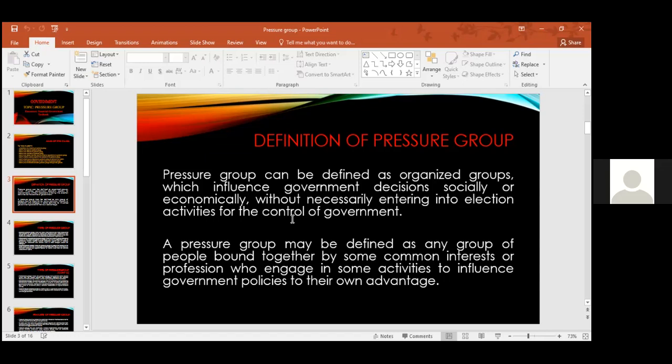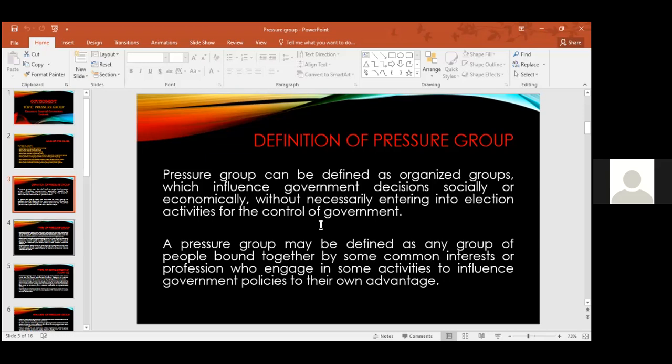So the idea of pressure group is that it's not a political party. Instead, it's a group formed together, a group of people with common interests, common goals, even similar characteristics. They come together with the sole purpose of influencing government decisions, because normally the pressure group is there to check the affairs of the government also. So pressure groups are created majorly to influence the decisions of the government to favor the masses. So that's the idea of the pressure group.